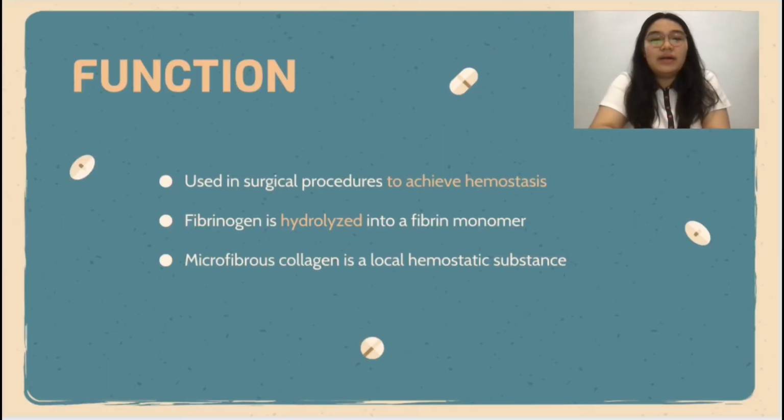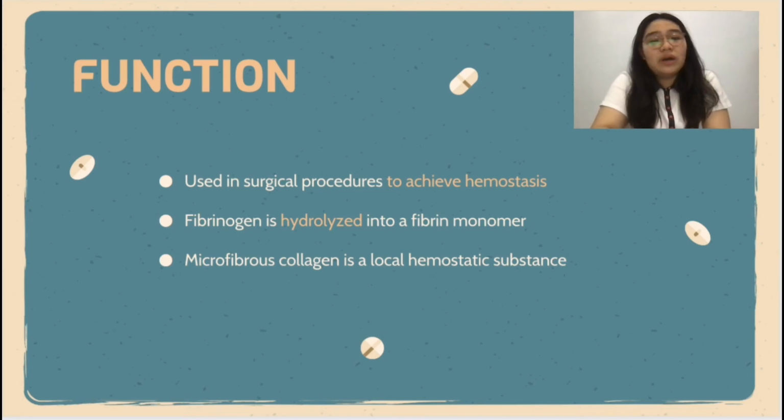We will talk about the function of hemostatic gel or how it will work on our skin. Hemostatic gels are used in surgical procedure to achieve hemostasis. They are categorized as hemostats, sealants, and adhesives. Fibrinogen is hydrolyzed into a fibrin monomer. It is under the action of thrombin, which is subsequently cross-linked to produce solidifiable fibrin solids that adhere to the bleeding wound surface and stop the bleeding.